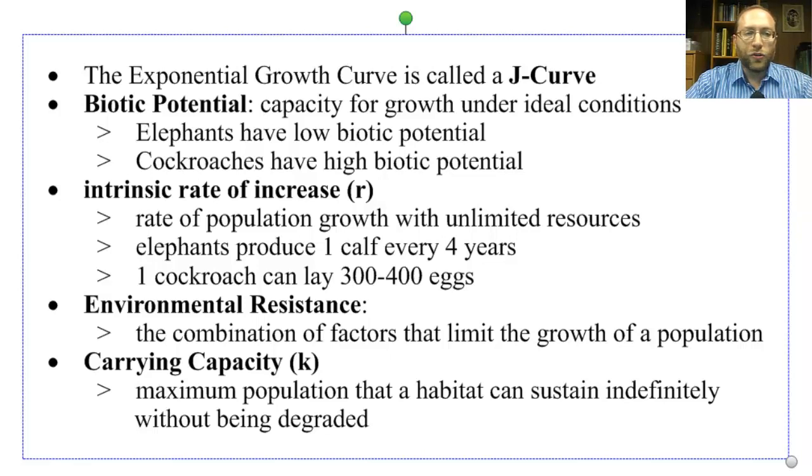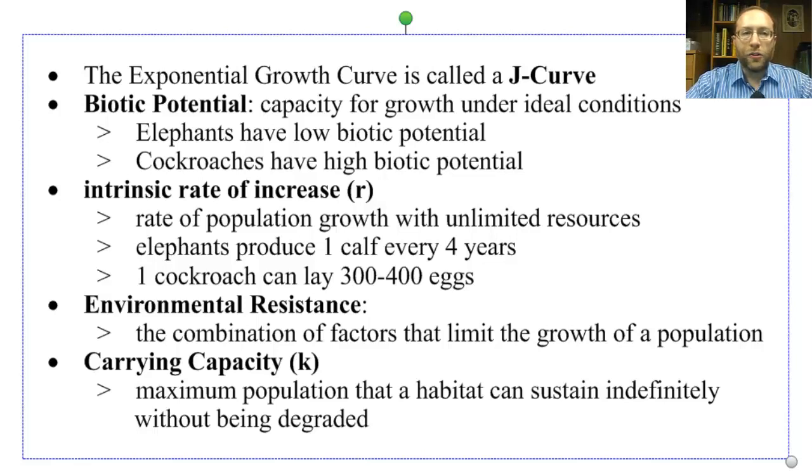You can see this in the intrinsic rate of increase, which is one of the forces in biotic potential. Intrinsic rate of increase is the rate of population growth with unlimited resources. An elephant produces 1 calf every 4 years, and one cockroach can lay 300 to 400 eggs. That will give us profoundly more cockroaches much more quickly than what we saw in our growth of daisies, where each daisy only had 5.